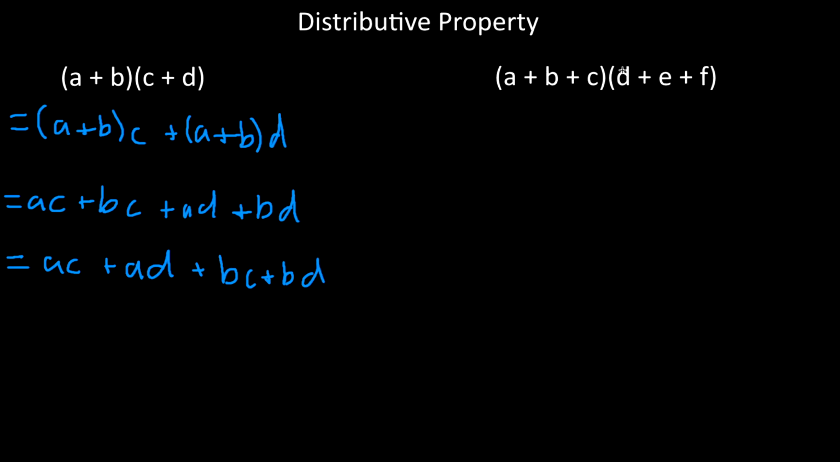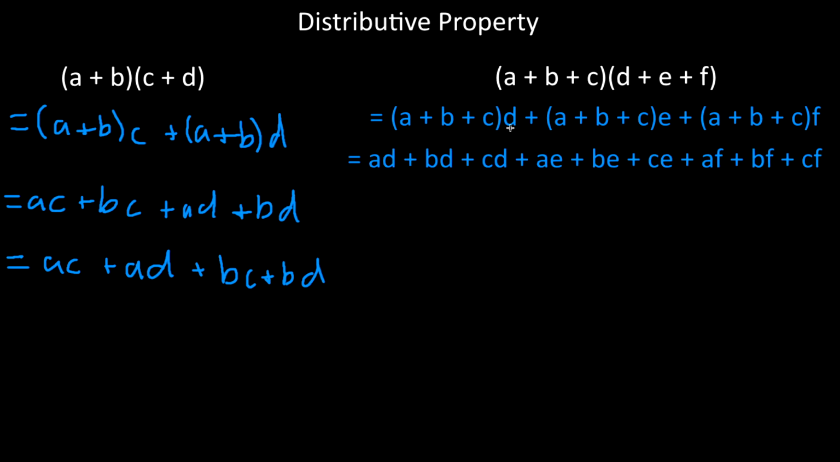Now let's expand this example. (a + b + c)(d + e + f). If we treat a + b + c as the term outside of the brackets, then we can use distributive property to find the result. Now this is what it looks like after you apply distributive property once. You see that we have distributed the a + b + c term to every term inside the brackets, d, e, and f. We can actually apply distributive property again.